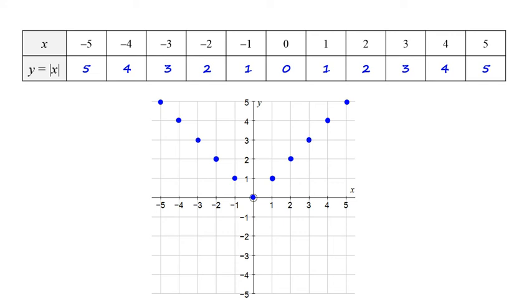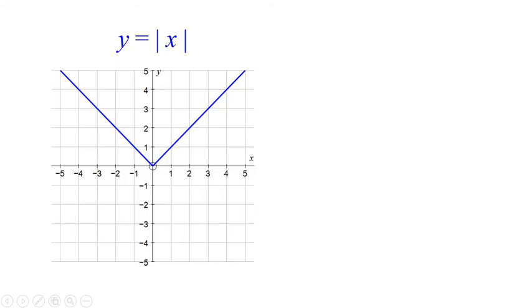If we were to continue, the modulus of 6 is 6, the modulus of -6 is also 6, and the graph is going to continue in this fashion. And so we end up with a graph that looks like this. Y equals the modulus of x is this sort of interesting shape here.